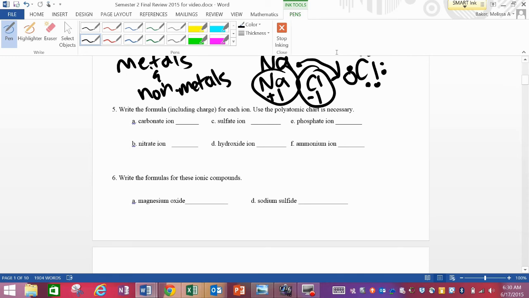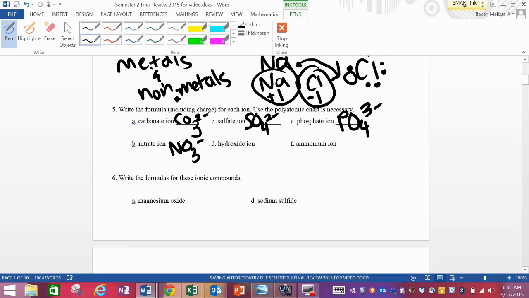Number 5 makes it seem like you're going to have these memorized for the final, but they're actually on your solubility table. So just for practice, carbonate is CO3 with a -2 charge. Sulfate is SO4 with a -2 charge. Phosphate is PO4 with a -3 charge. Nitrate is NO3 with a -1 charge.